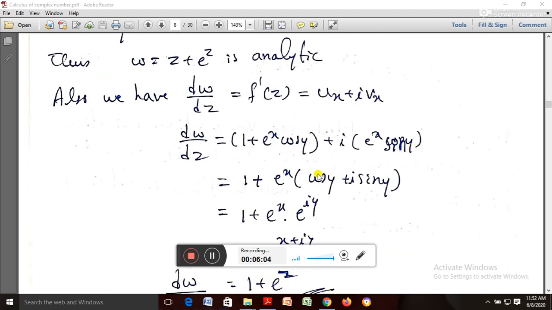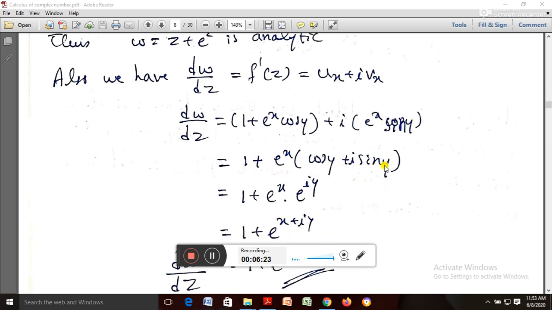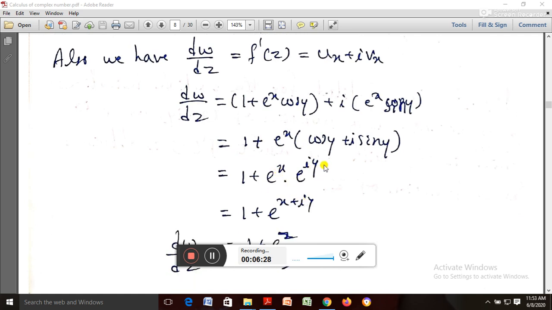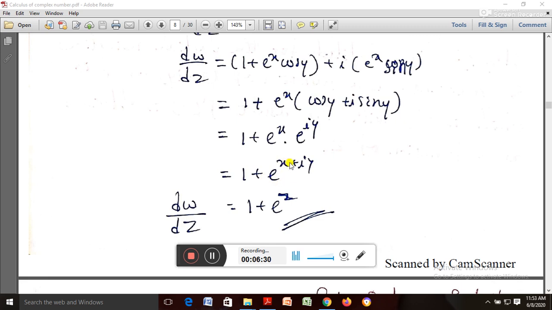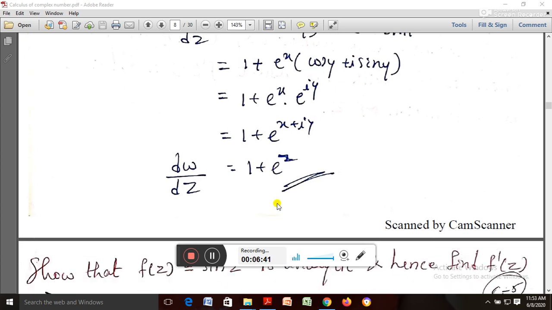Then simplify to make it in the form of z. So 1 plus e raised to x cos y plus i into e raised to x sin y. From these two we take e raised to x common. So 1 plus e raised to x into (cos y plus i sin y). Then cos y plus i sin y can be written as e raised to iy. Then it can be written as 1 plus e raised to x plus iy, and we know that x plus iy means z. So dw/dz is equal to 1 plus e raised to z. So it is the derivative.